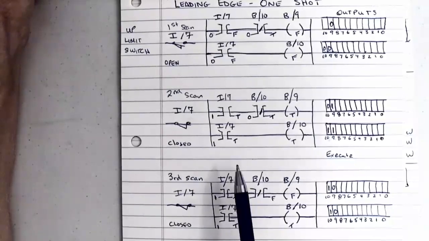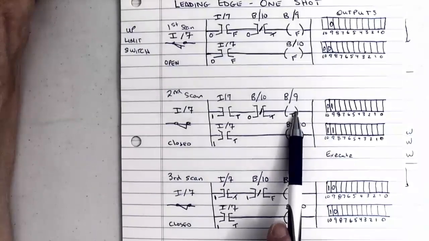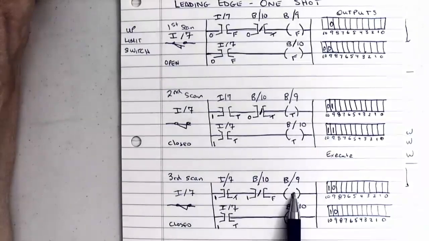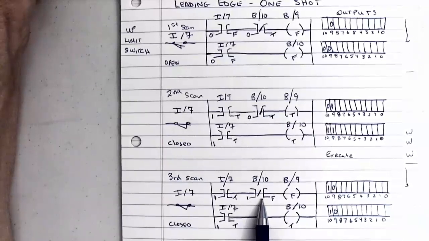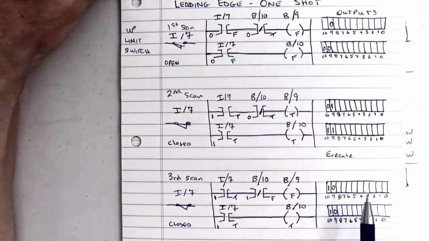So what happens here is that on the previous scan, B9 went high, but on this third scan, B9 goes false. That's because in the interim, B10 had gone high, which turned this into false, turning this off. And that's why it's called a one shot, because it only stays on for one scan cycle.